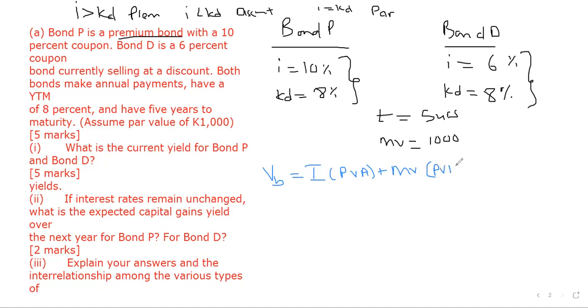Present value factor. Good. So let's start with the present value factor. How do we get the present value factor? So I is what? 10. Here Kd is 8%, and time is 5.